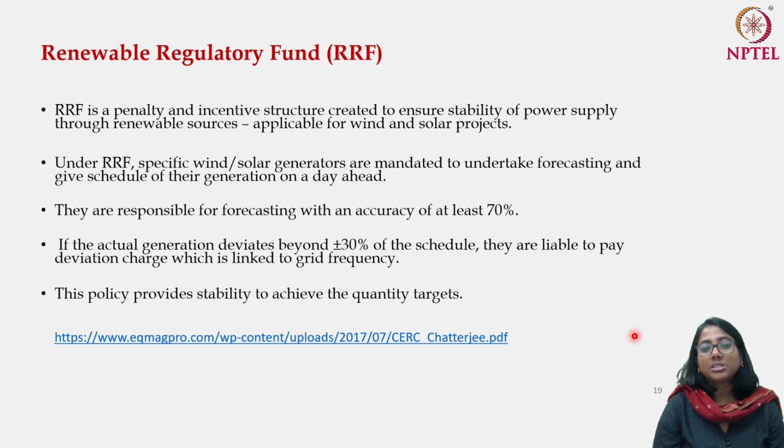So they are responsible for forecasting with an accuracy of at least 70%. So whatever they forecast, if they are within a 30% limit of that, up and down, then there is no penalty applied. So the forecast is assumed to be pretty much accurate. However, if their forecast goes beyond this deviation of plus or minus 30% of the schedule, then there is a penalty structure which is applicable.